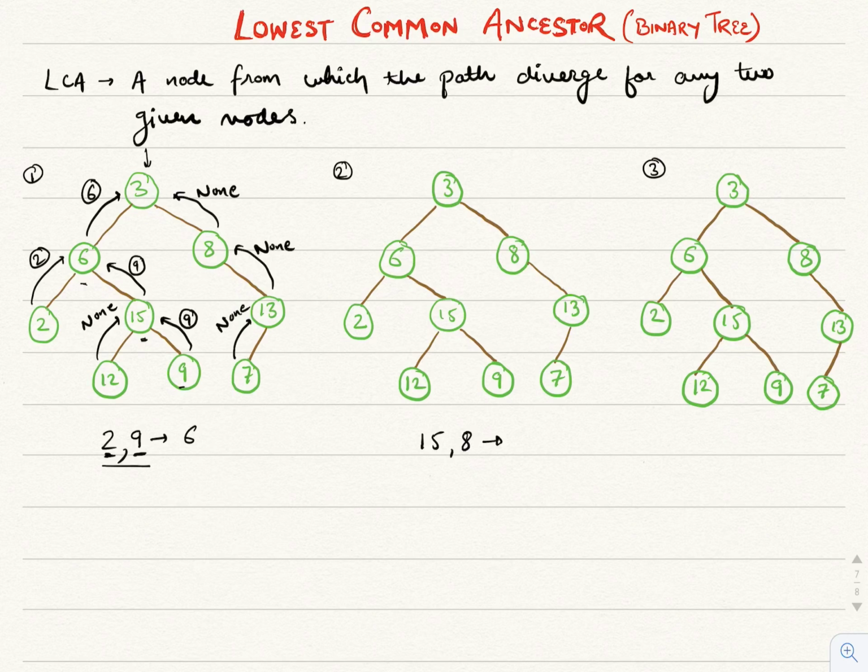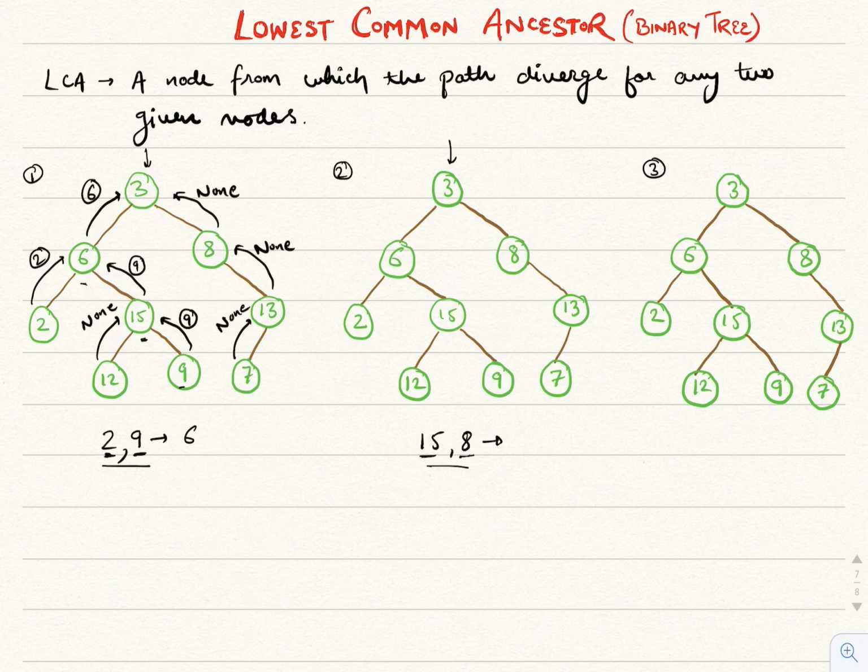Now let's look at the second example. Here we'll find the LCA for 15 and 8. So we'll start from the root node. 3 is not the same as 15 or 8. We'll go to the left side of it. We'll reach 6, which is still not the same as 15 or 8.